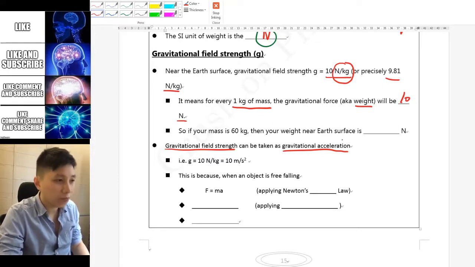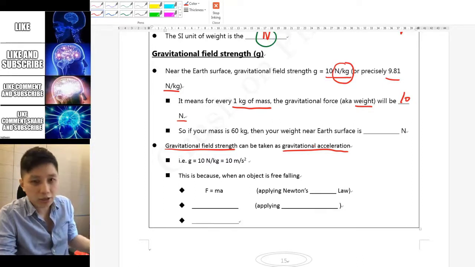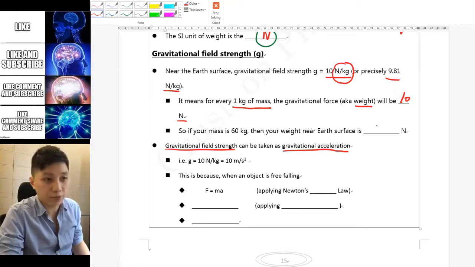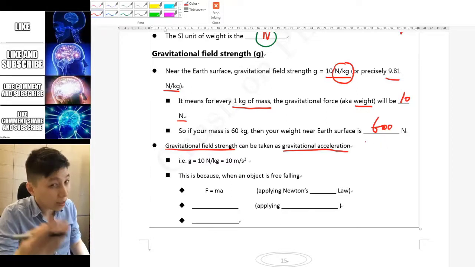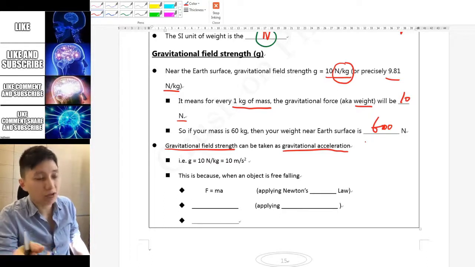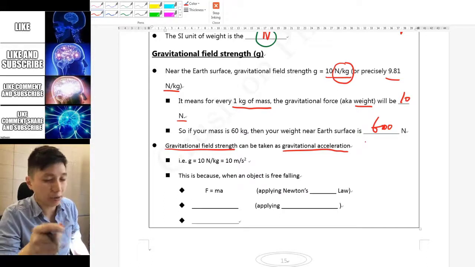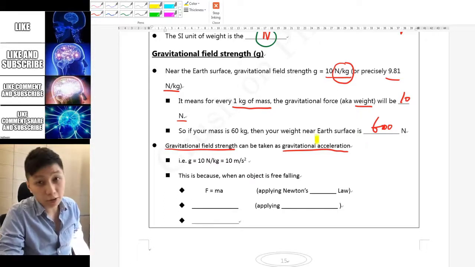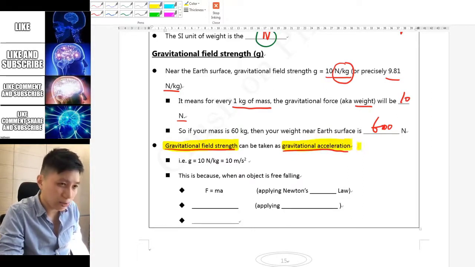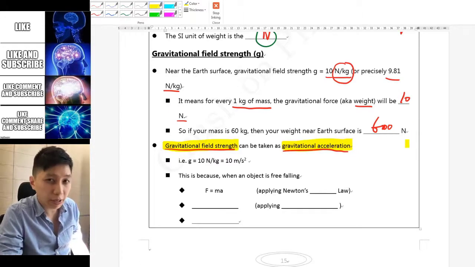Okay, Newton is here. And if your mass is 60 kg, then your weight on the Earth's surface will simply be, guess what, 600 Newton. And that's the idea of Newton per kg. That means for every kg of mass, you have 10 Newton or 9.81 Newton. Alright, so back here, how come the gravitational field strength would be equivalent to gravitational acceleration then?